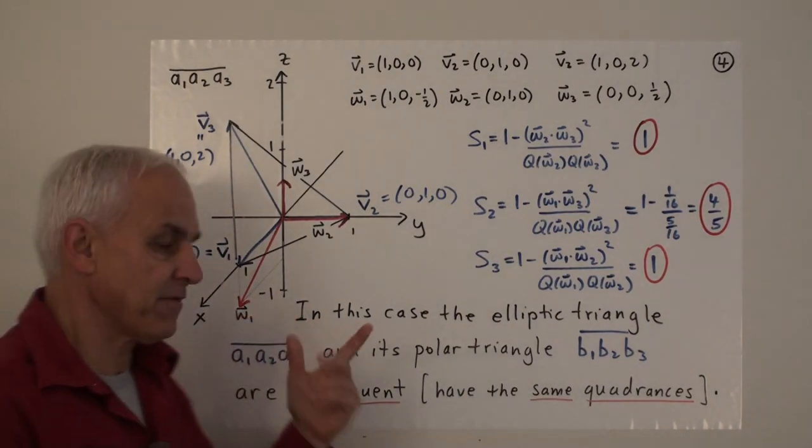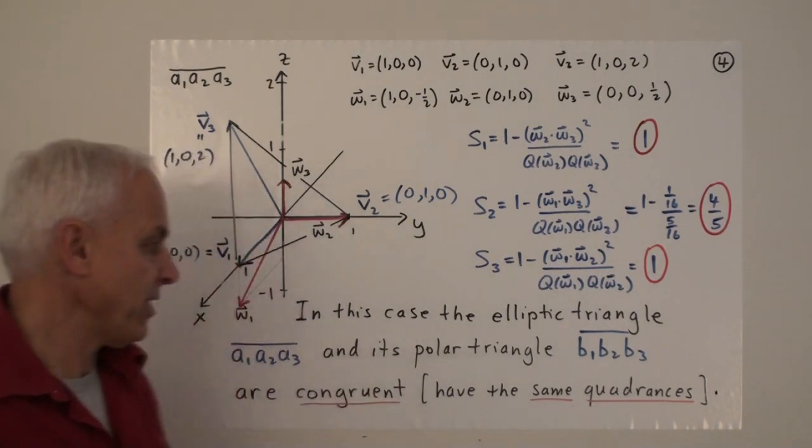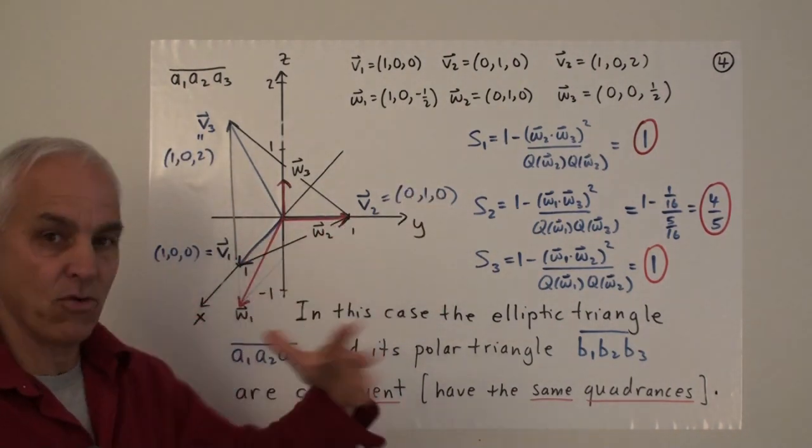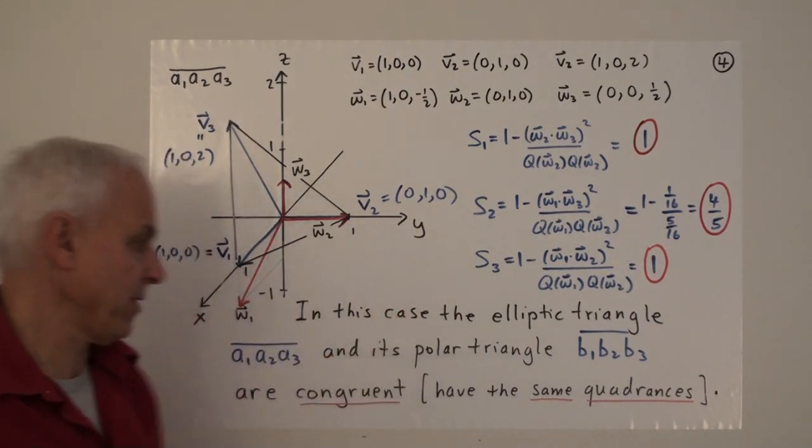So in this case, this is a very simple triangle that we started with. We see some pleasant symmetry, that the spreads that we're getting are exactly the same as the quadrances that we got for the original triangle.